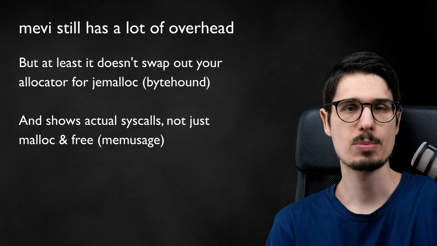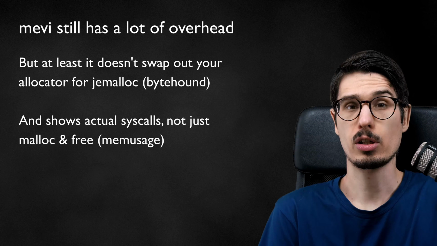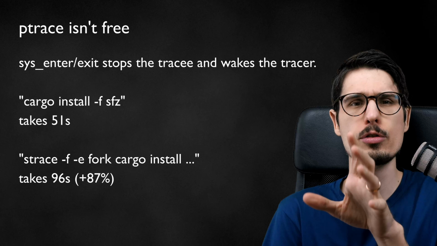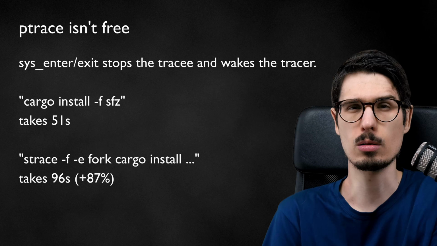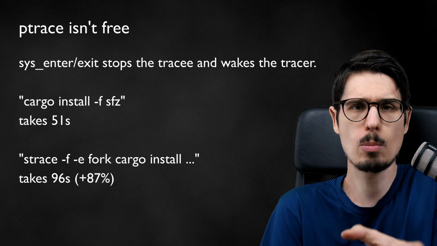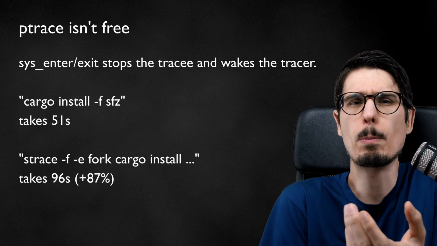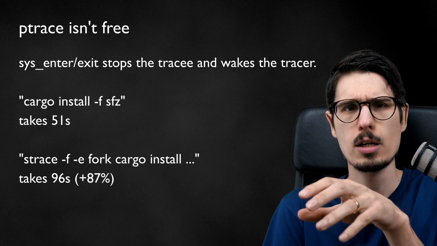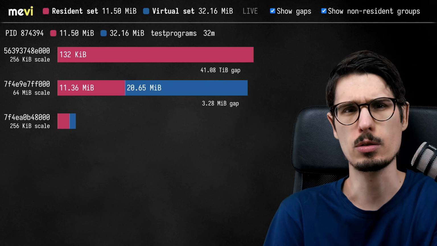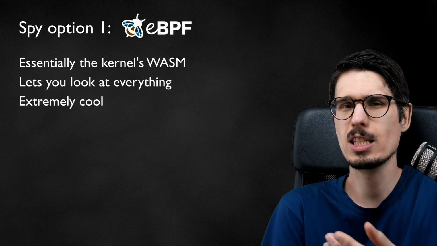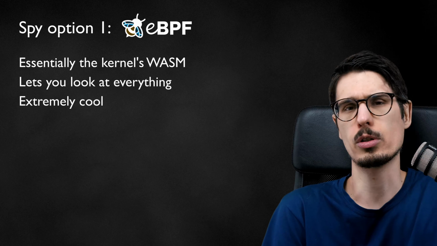Despite my best efforts, mevi still slows down some programs significantly, which is not surprising once you understand how it works. You gotta remember that every time a tracee does a syscall, it's stopped and waits for the tracer to resume it. So there's some overhead inherent to ptrace even if you're just immediately resuming the tracee. But that's not even the real reason. The real reason is that to be able to show those red regions here, to know which ones are resident, we have essentially three options. The best one is probably eBPF, but I want to keep that for another video.